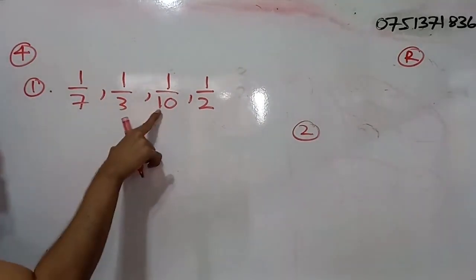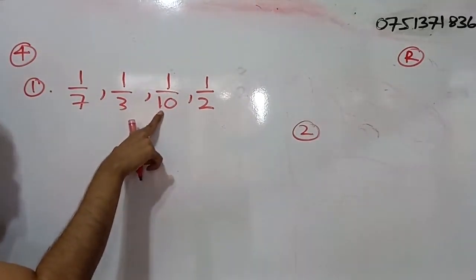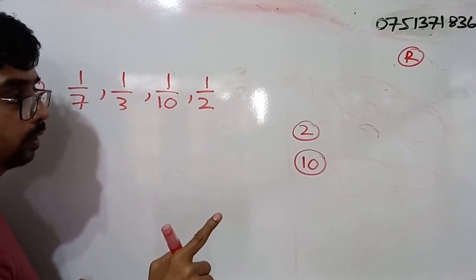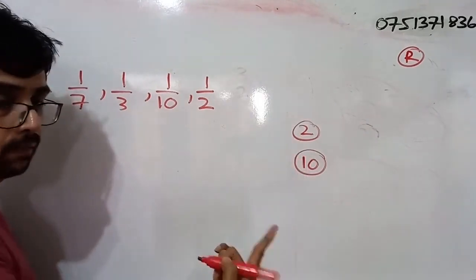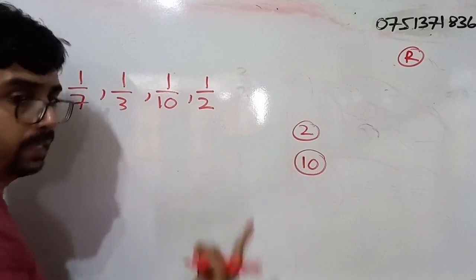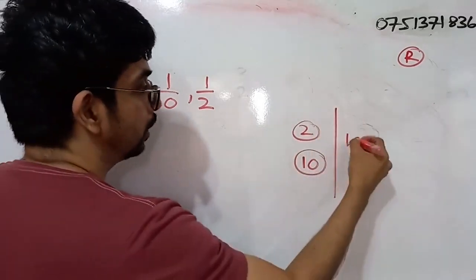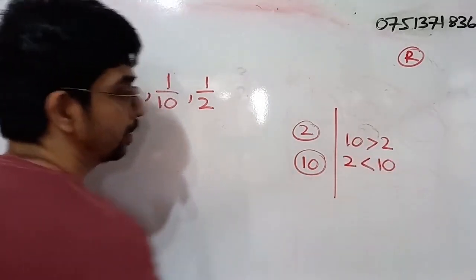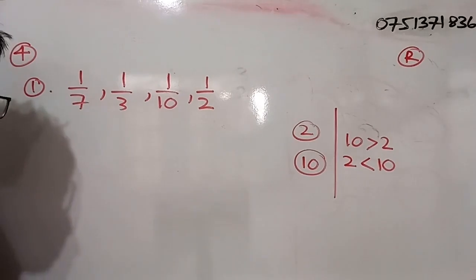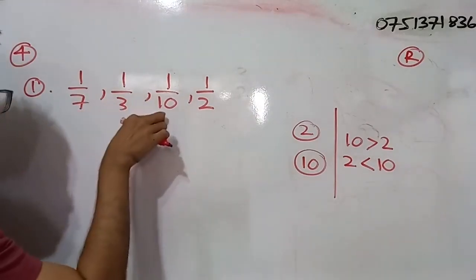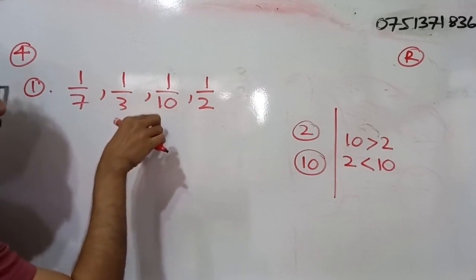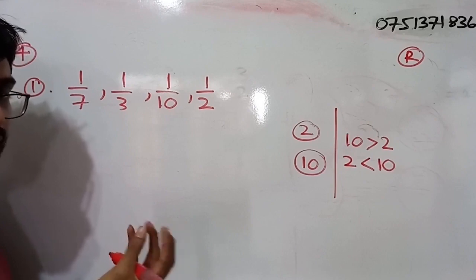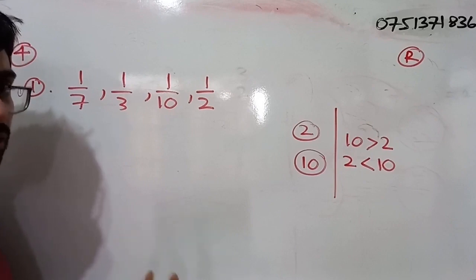Right? Think about this fraction. The denominator is what? 10. Imagine that these are integers. We know that 2 is less than 10, or 10 is greater than 2. But in fractions, what happens? The reverse. You have to focus on the denominator, the fraction which has the larger number is the smallest fraction. Those are the smaller fractions.